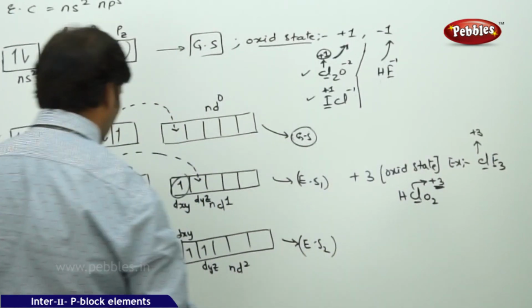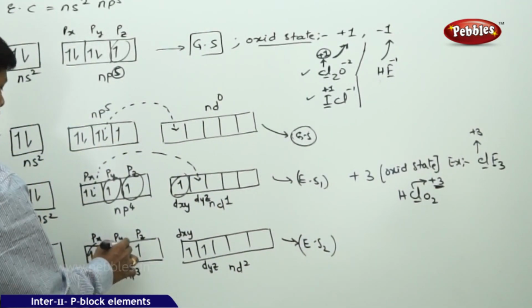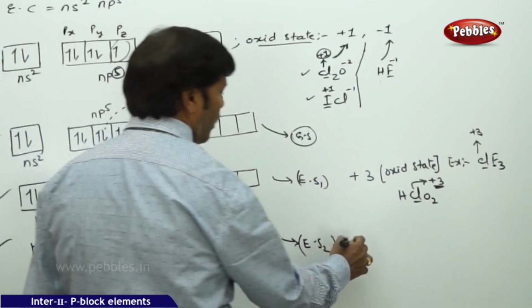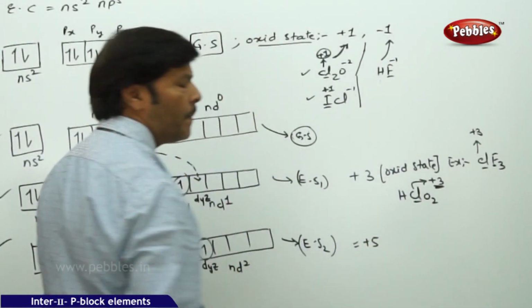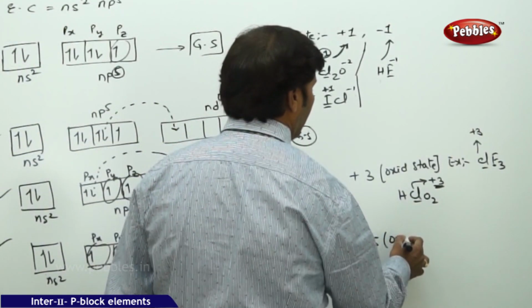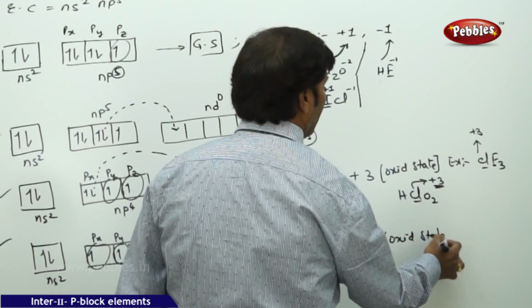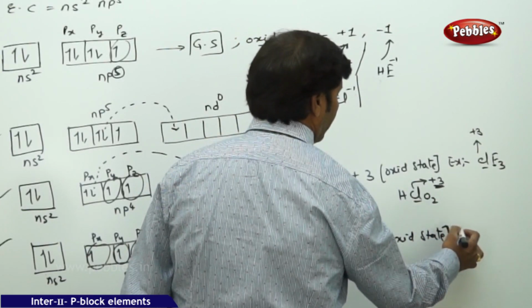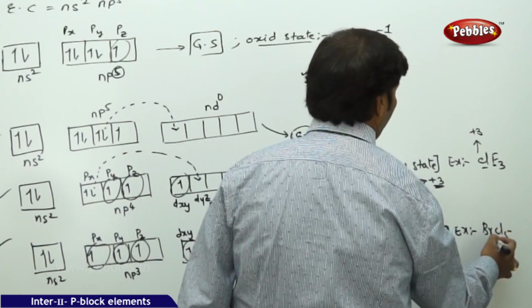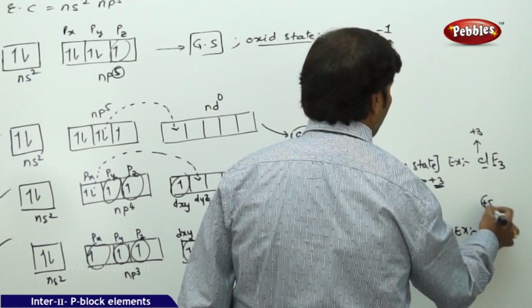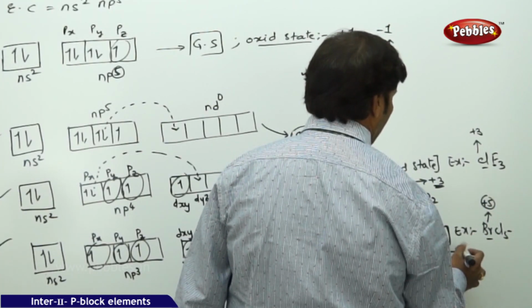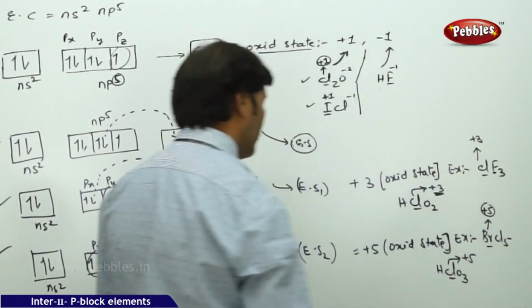If it is the second excited state configuration, you find that the total number of unpaired electrons in the given orbitals is 3 plus 2, total 5. So here the oxidation state can be +5. For the +5 oxidation state, you can take some examples, such as BrCl5, in which bromine is in the +5 oxidation state, and you can also take chloric acid, which is again +5 oxidation state.